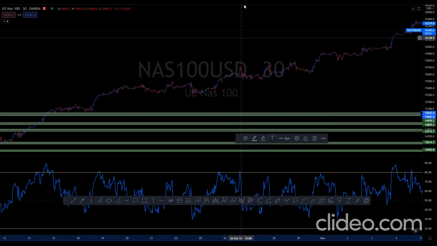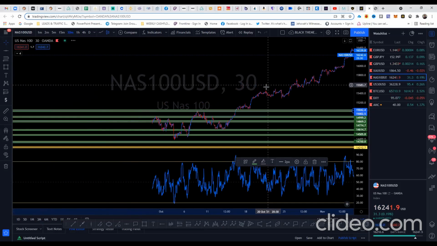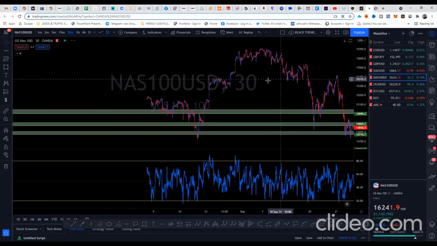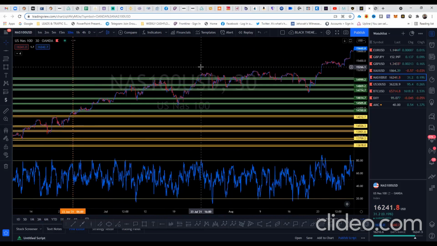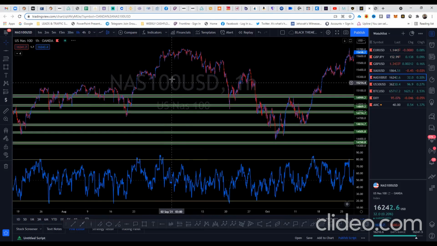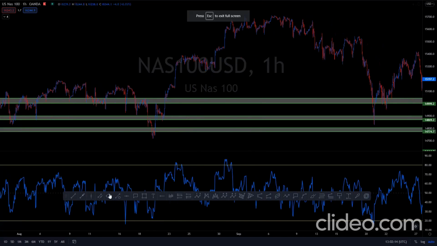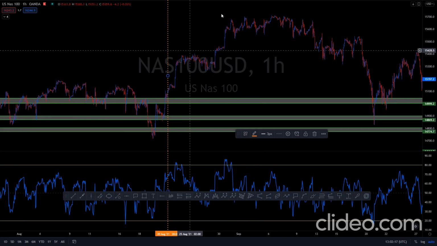Okay, so we marked up the 30-minute time frame. So now let's move on to the 1 hour. There we go. I don't know what TradingView is doing. It's always doing something funny. So now we're going to mark up the 1 hour time frame. So we're going to put a vertical line here.